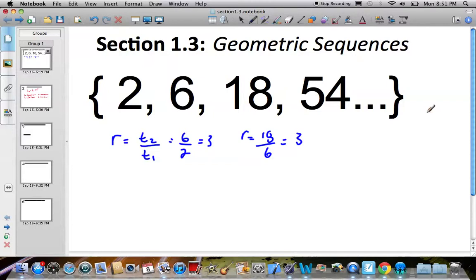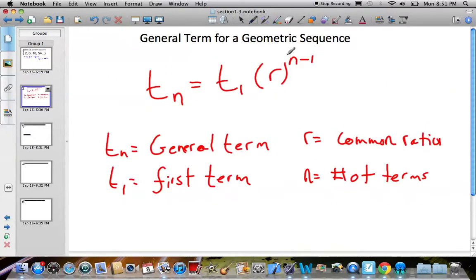So that's the characteristic that you need to know about geometric sequences. They have a common ratio, and the symbol is R. So let's look at the general term for a geometric sequence. The general term, T of n, is equal to T1 times, you can see the brackets there, R, where R is the geometric common ratio, sorry, to the power of n minus 1. So first term, common ratio, n minus 1, where n is the number of terms.